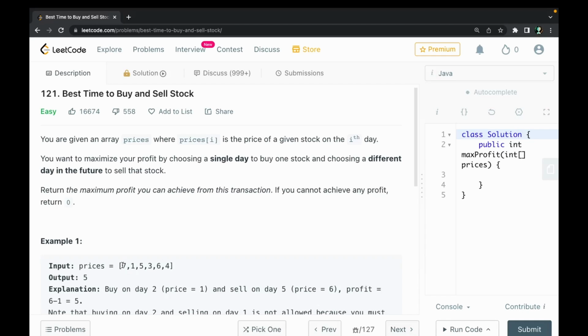For example, if the array is 7 1 5 3 6 4 representing the price of the stock on consecutive days, day 1, day 2, day 3, day 4, day 5, day 6, you can choose to buy the stock on day 1 for 7 and then choose to sell the stock for 1 on day 2 or either 5 on day 3 and so on.